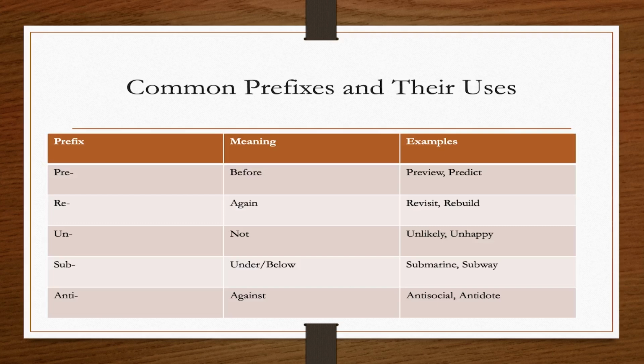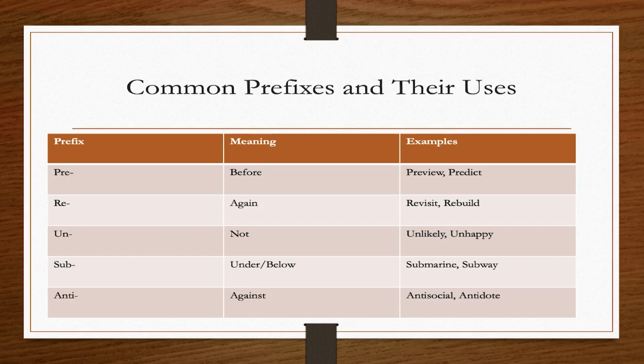Now, prefixes and suffixes are known as affixes in language. So there are two types of affix, that is prefix and suffix. Prefix, like the name suggests, is attached before the word to give the desired meaning, and suffix, as opposed to prefix, is added after the word to give the meaning. Now prefix, pre meaning before, the examples are preview, predict.